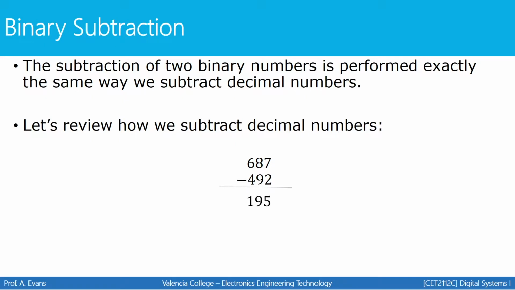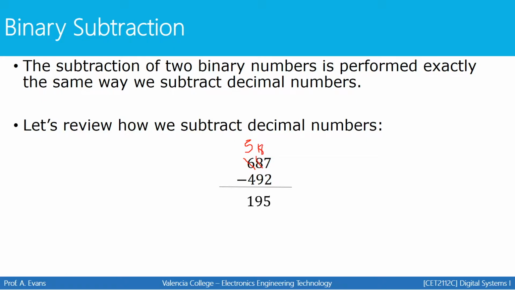Next, let's go over subtraction. Subtraction of two binary numbers is performed the exact same way that we subtract decimal numbers, and let's review that as well. If we were going to subtract these two decimal numbers, 687 minus 492, we would start with the ones place and say 7 minus 2 is 5. Then we'd get to the middle column and have 8 minus 9, which we can't do without a borrow. So we'd come over here, cross out the 6, make it a 5, and then the 8 would become 18.